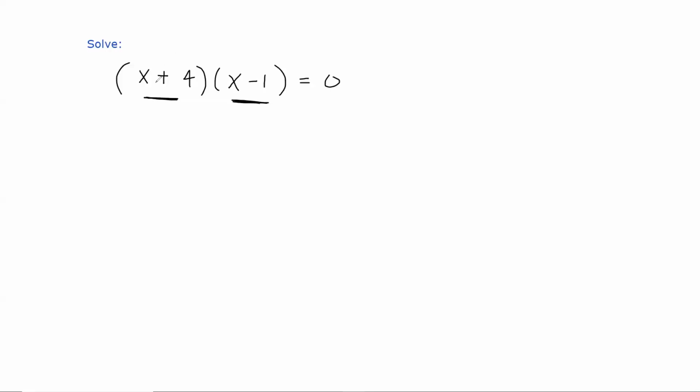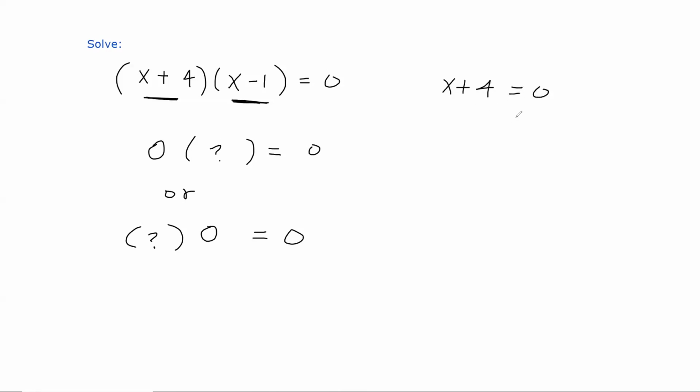So think about it. The first one needs to be zero. Zero times anything would be zero. Or the second one needs to be zero, right? That would equal zero. Zero times whatever would equal zero, or whatever times zero would equal zero. All right, so how do you make x plus 4 equal to zero, right? That's the question. And that's kind of how you solve it.